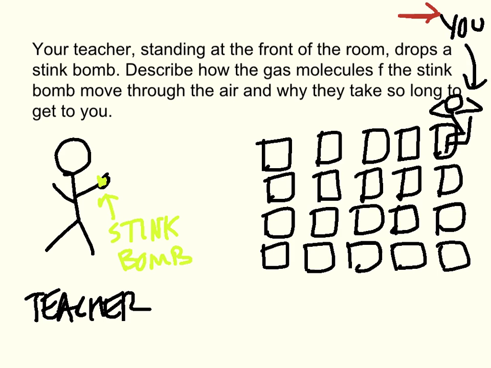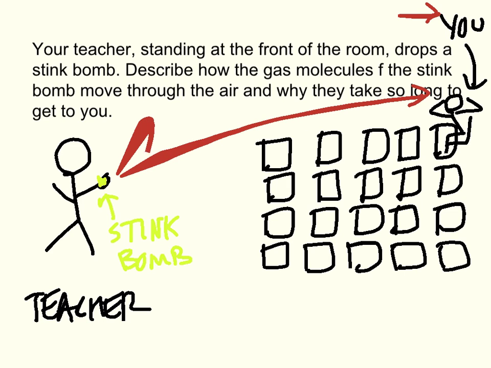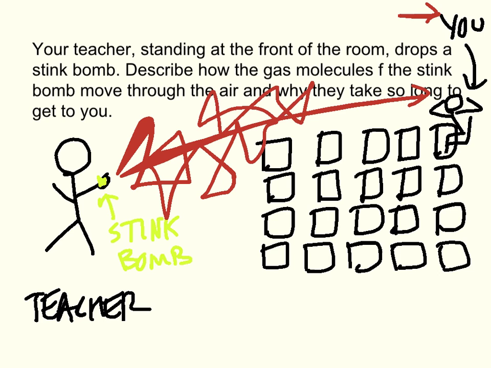So an example answer for this could be, when the teacher drops the stink bomb, the gas molecules in the stink bomb move throughout the room randomly. They're moving extremely, extremely fast, and they will be colliding with other gas molecules in the room, the walls, and any other objects that are in the room. Because the gas molecules collide with each other, they're not going to go in a straight line from the teacher to your nose, but they might bounce off over and over and over again, changing direction, so it takes a long time for them eventually to get to your nose.